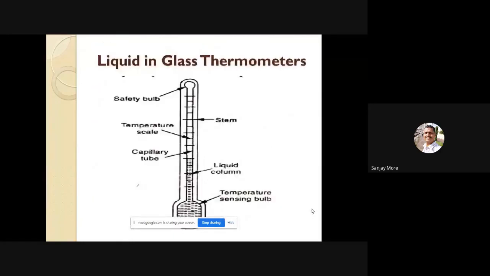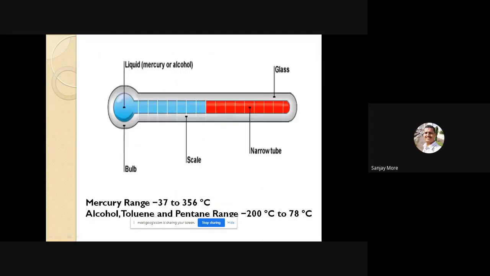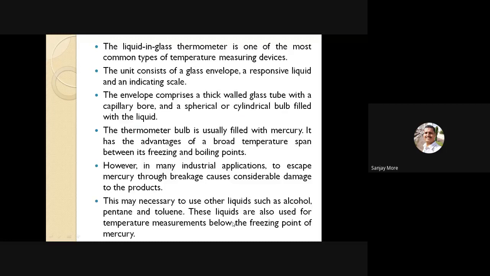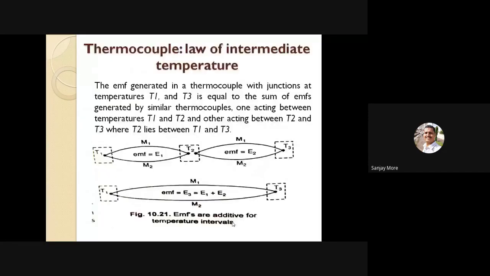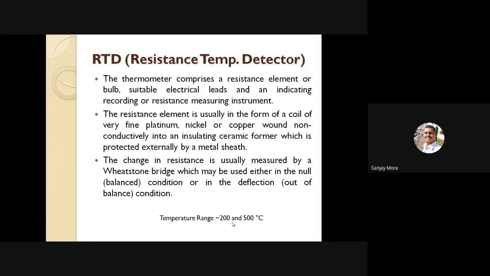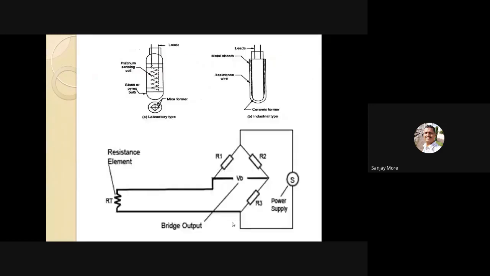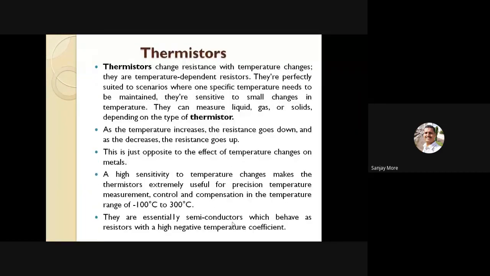So these points were covered in yesterday's lecture: thermometer, thermocouple, and RTD, resistance temperature detector. These three points are covered in yesterday's lecture. These are the three devices of temperature measurement. And today we are going to start the last temperature measurement device, the thermistor. Okay.